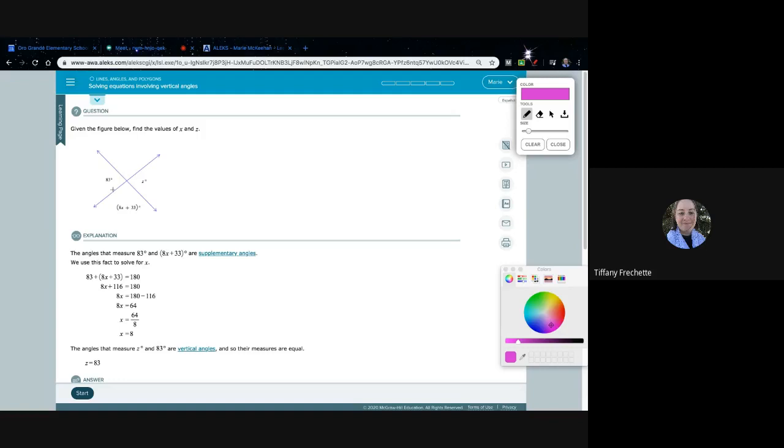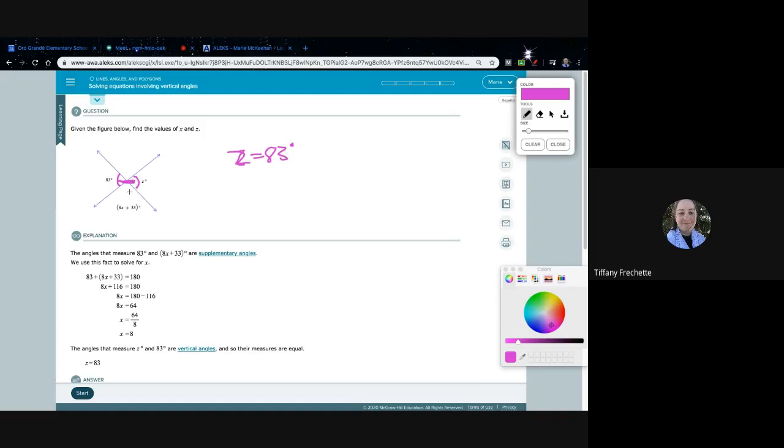So I can do that same thing here. If I go across the vertex here, and I have these two angles, well, then I know z is 83. I already know what z is. I don't have to do any extra math on that one. All I have to do is know the definition of vertical angles. And I already know the answer to z is 83 degrees.